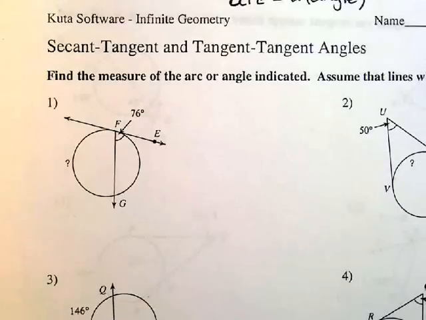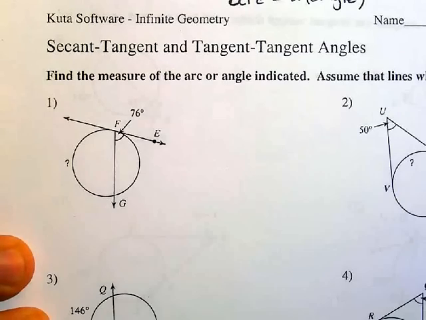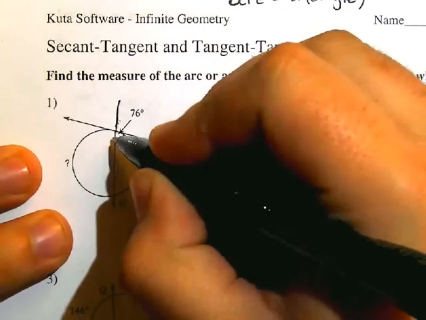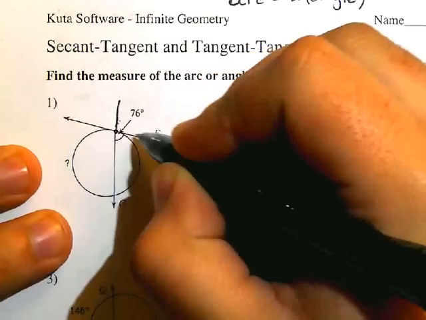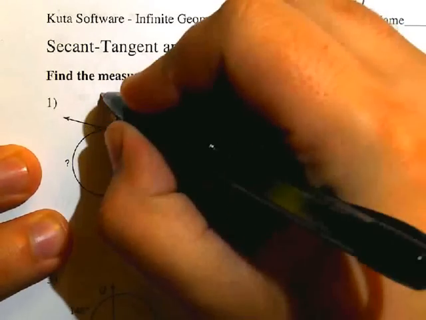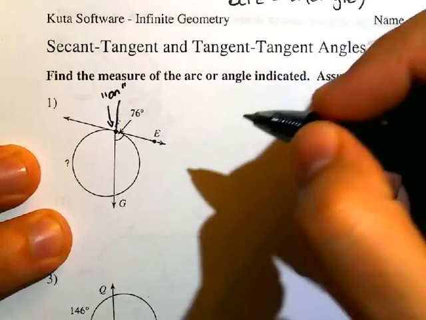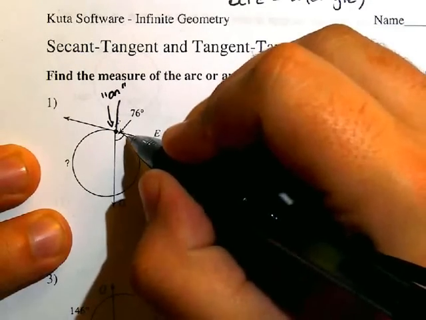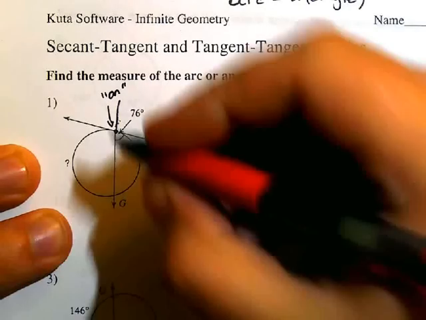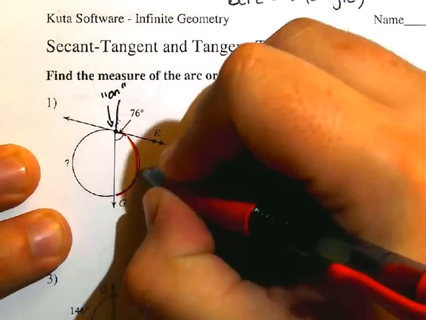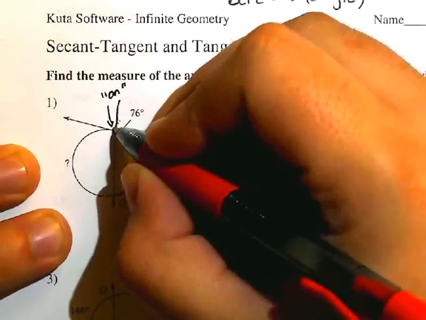Okay, so this is the secant tangent and tangent tangent angles page, and we are going to start with number 1. If we look at number 1, what we notice is that the intersection of the secant and the tangent is on the circle. Therefore, we've got an arc on one side, and that arc is a kind of weird shape, but it goes like this. And the arc on the other side is non-existent.